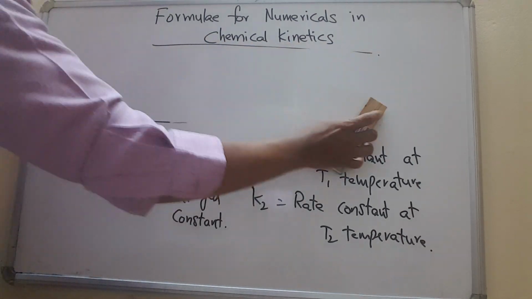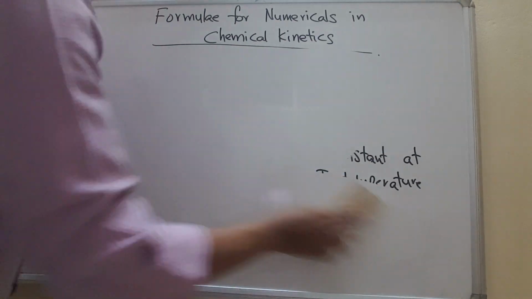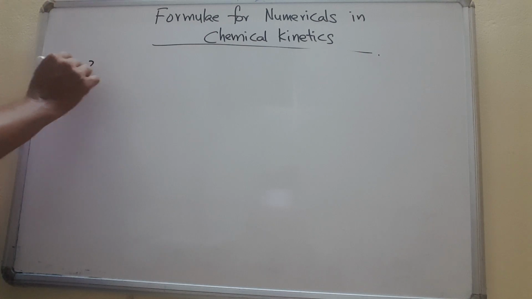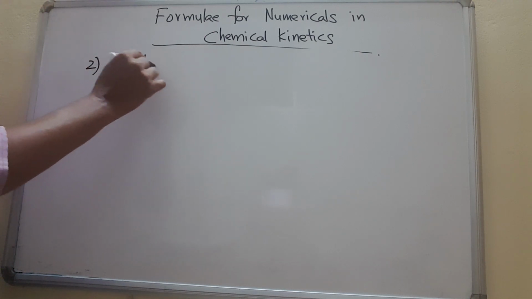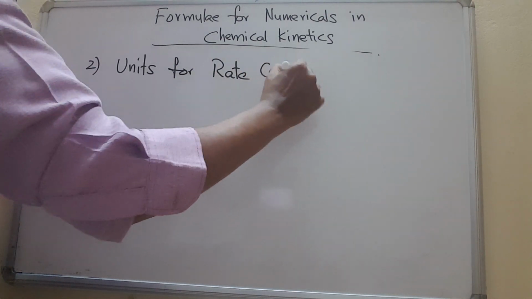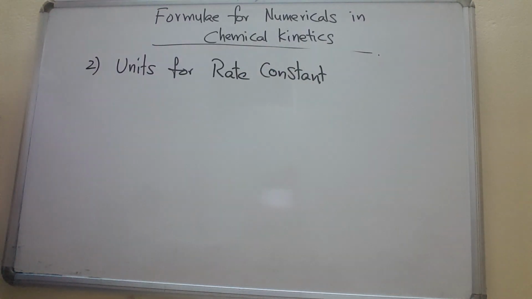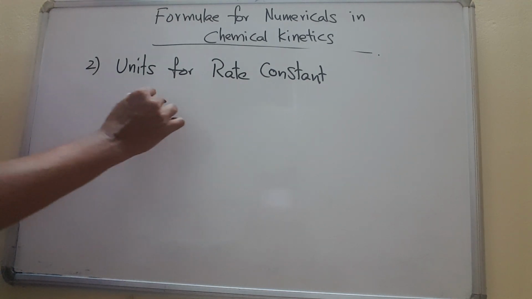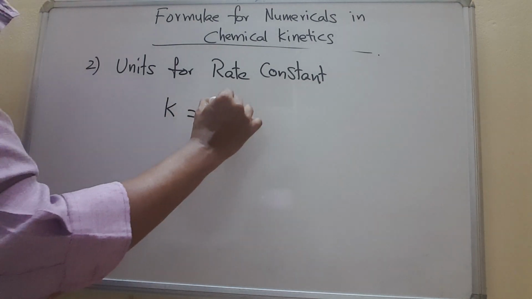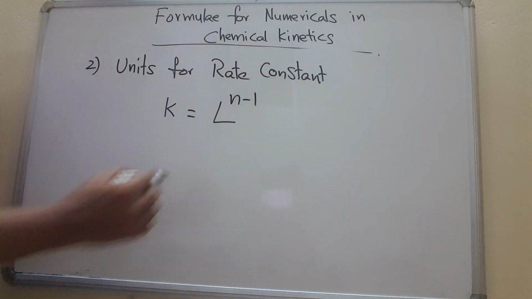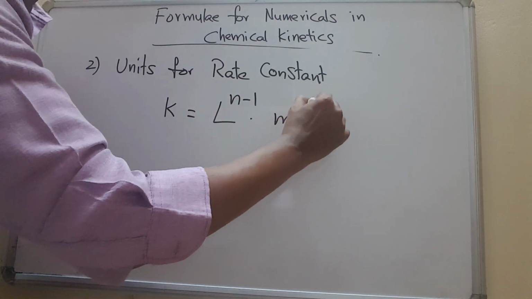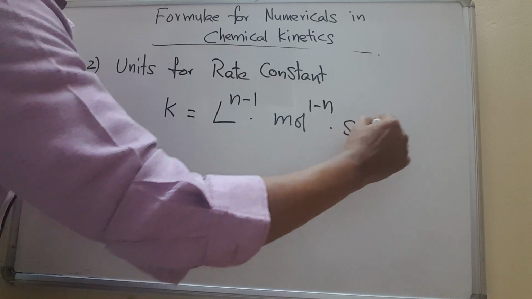Okay. Then the second thing in kinetics is that they usually ask for the units of rate constants. So the second, very important one, is the units for rate constant. How can you write down the units for rate constant? It is a very simple formula: k is equal to L power n minus 1, that is liter power n minus 1, and then mole power 1 minus n, and second inverse.